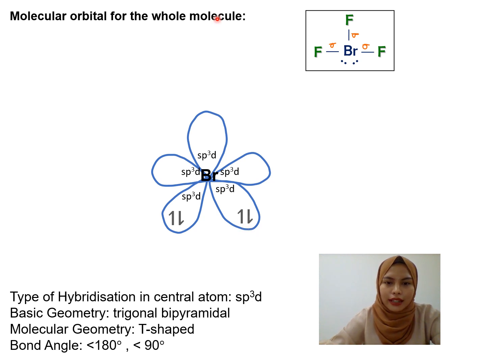Okay, and then next ialah apa yang you kena buat ialah you kena lukis 2p valence atomic orbital untuk F. Okay, setiap F ni.